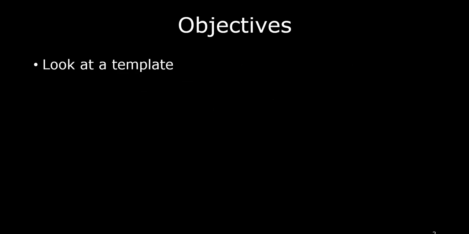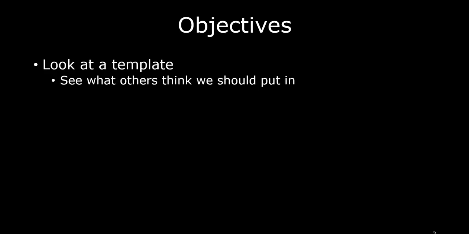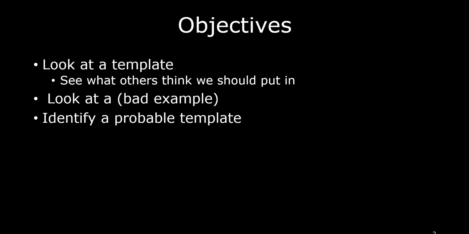So the objective here is for us to look at a template. It's a template that's provided. It's an NIHR template. It's specifically around medical applications, but a lot of what's put into there is similar for any other type of business case that you're trying to build. So what we'll do by looking at the template is look at what others think we should put in. What we're going to do is look at a bad example of a real business case that's been done, look at some of the things that went wrong with it, and identify a probable template. That's something you're going to have to do for yourself.